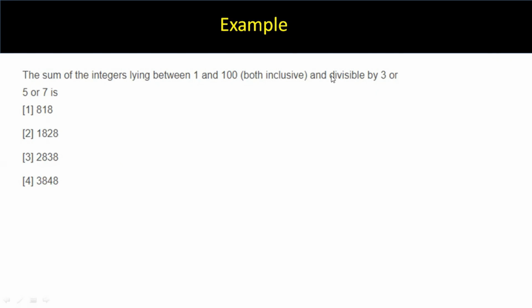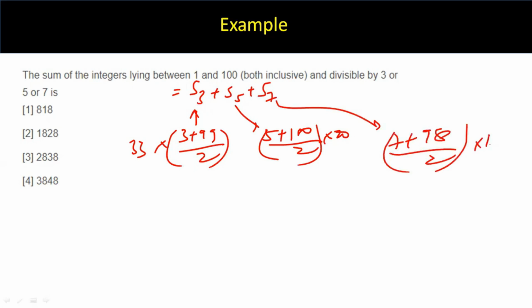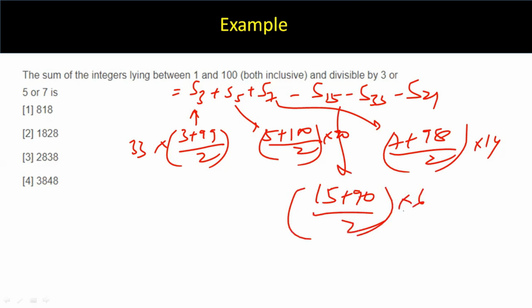I'll go. So first I did sum of multiples of 3, sum of multiples of 5, and sum of multiples of 7. Decided by average. So 3 plus last multiple of 3 is 99. So 3 plus 99 by 2 into 33, because there are 33 terms. Then for 5, I did 5 plus 100 by 2 into 20. And for 7, 7 plus 98 by 2 into 14. And then we had to subtract all the multiples of 15, 35, and 21. So this will become 15 plus 90 by 2 into 6. Then 35 plus 70 by 2 into 2, and 21 plus 84 by 2 into 4.